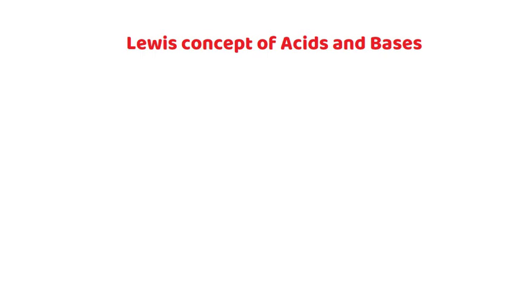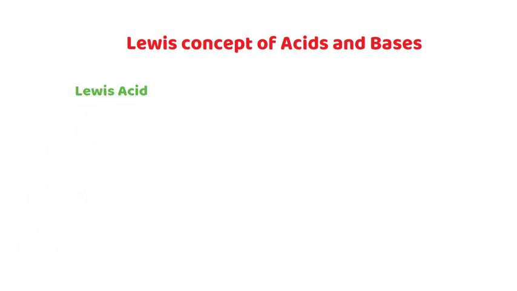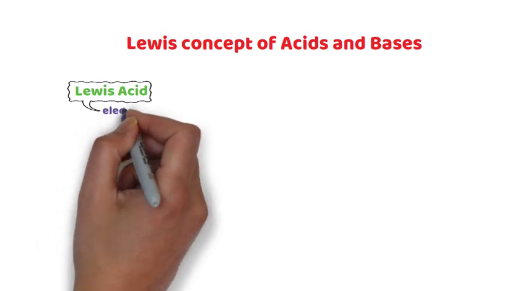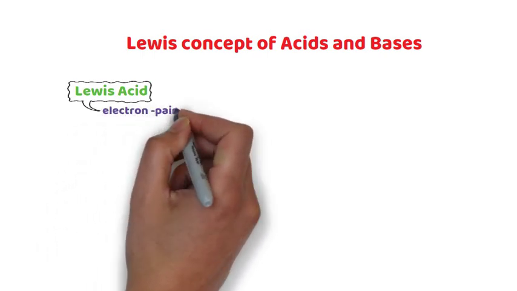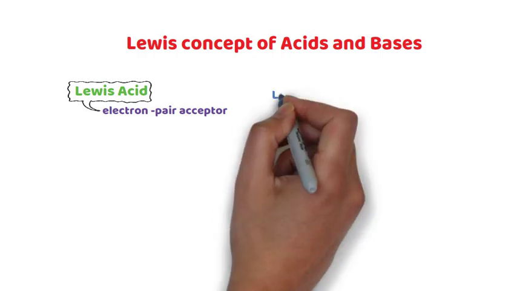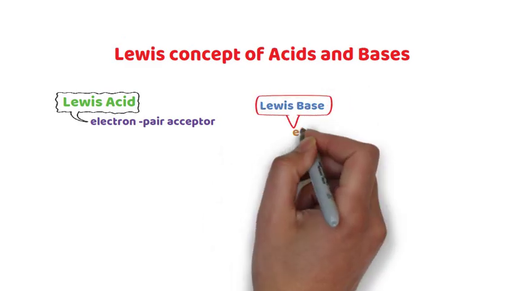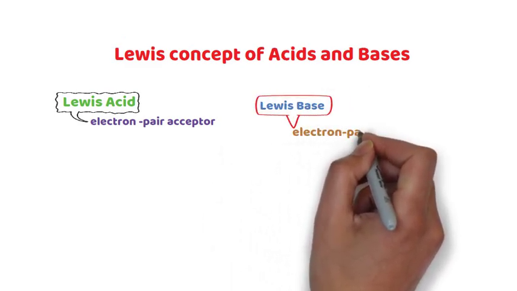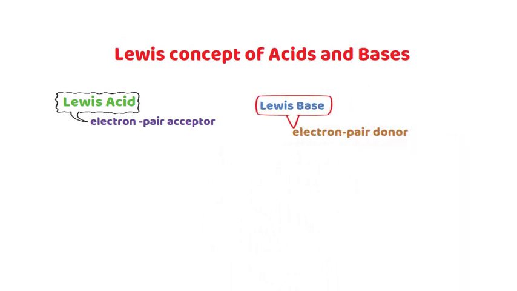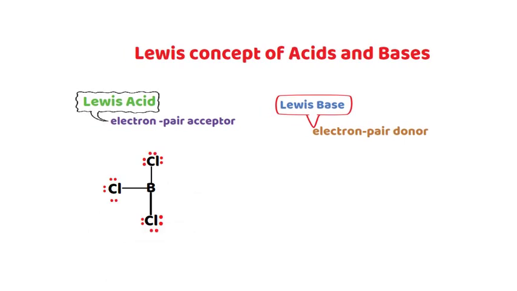Lewis concept of acids and bases. Let us start with a Lewis acid. A Lewis acid is an electron pair acceptor. To be a Lewis acid, a substance must accept a pair of electrons. A Lewis base is an electron pair donor. To be a Lewis base, a substance must donate a pair of electrons.